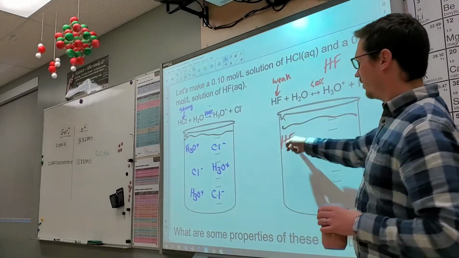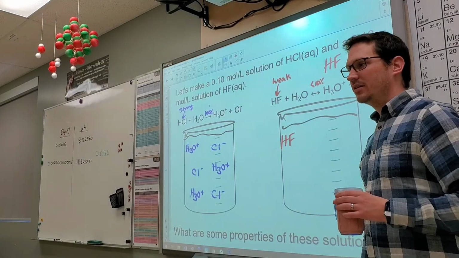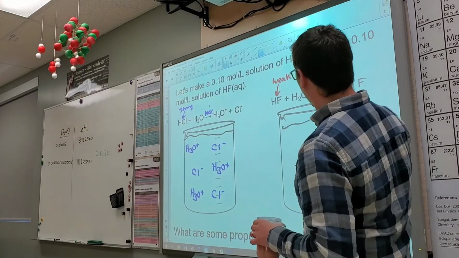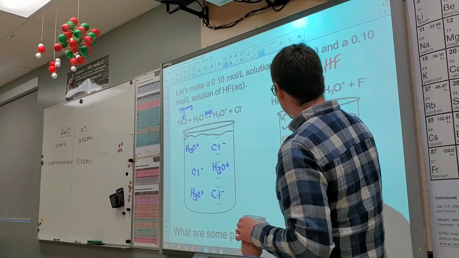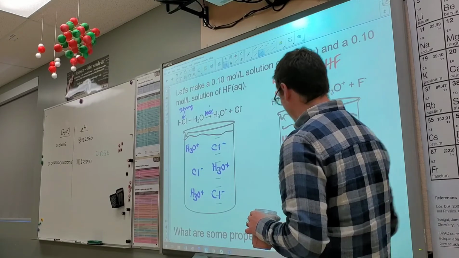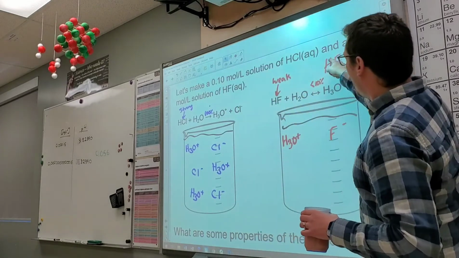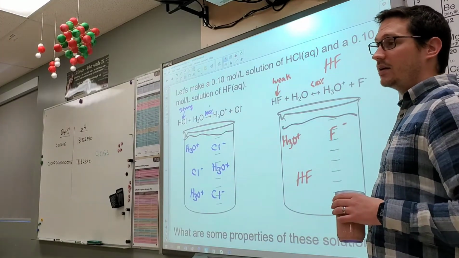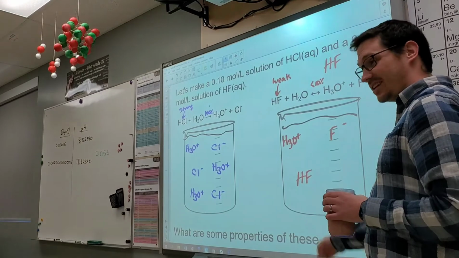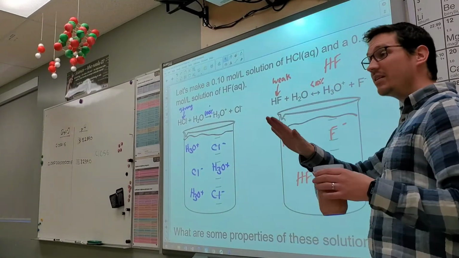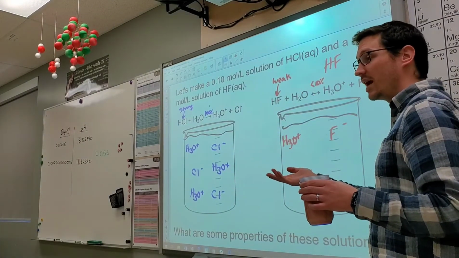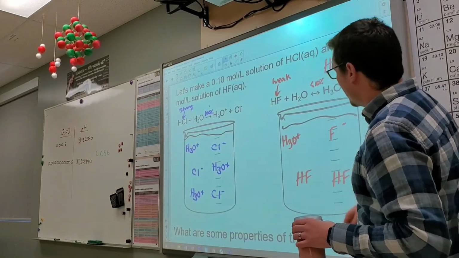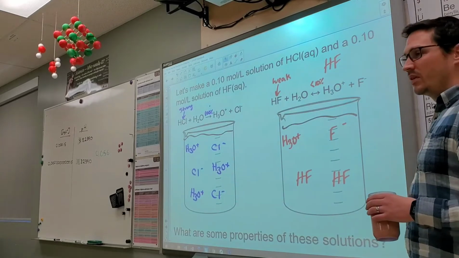And what happens to the first one? Yeah, maybe it breaks up. So it ionizes to be H3O and F minus. Then I'm going to add another HF. What happens? Yeah, it doesn't break up, right? Because typically less than 10% of our acids will ionize if it's weak. So I'm going to add some HF, and there you go.